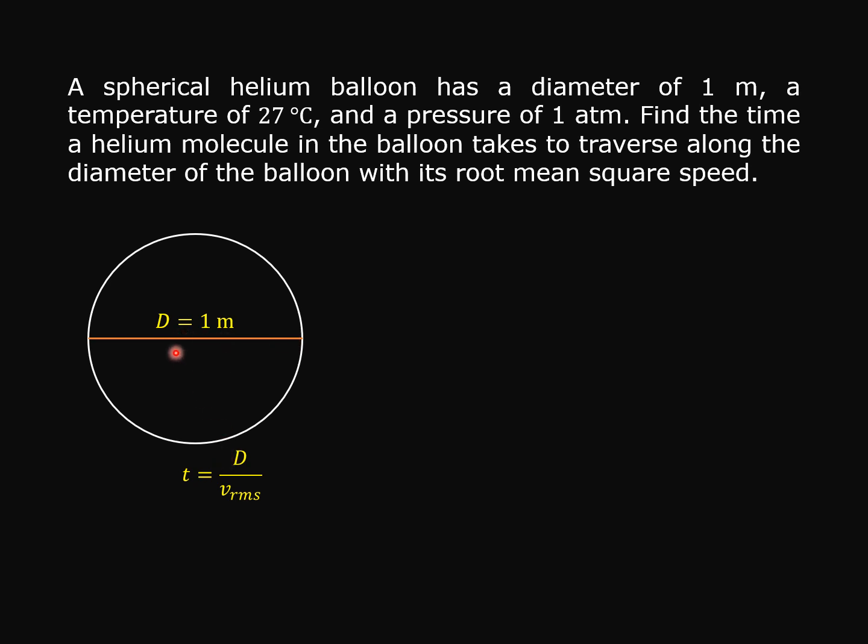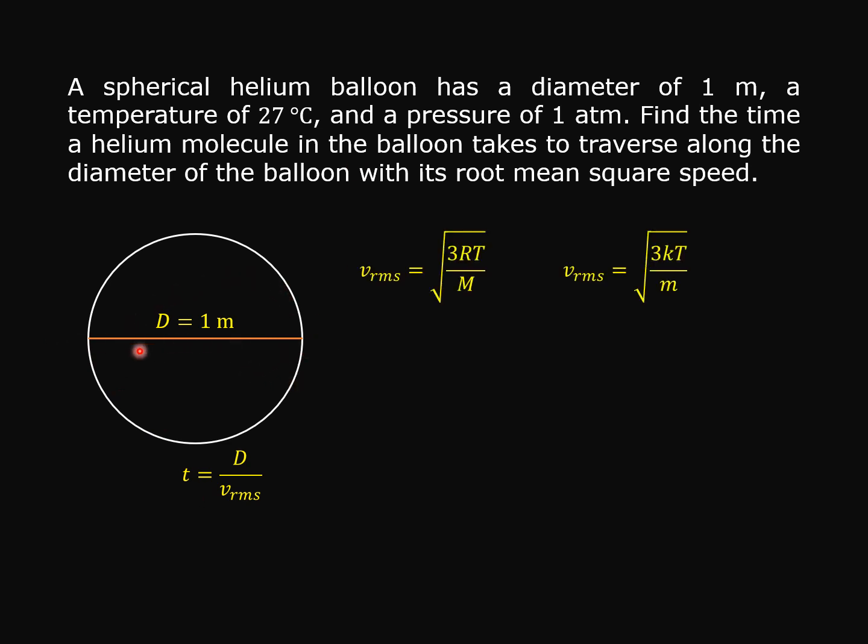the time required? To find the time required, T will be equal to the diameter divided by the VRMS, because now we assume that the speed of this particular helium molecule is equal to the root mean square speed. That's why we use the distance, diameter D, divided by the VRMS, which is the speed of the helium molecule that we consider. Then we'll get the time T required to traverse along the diameter.